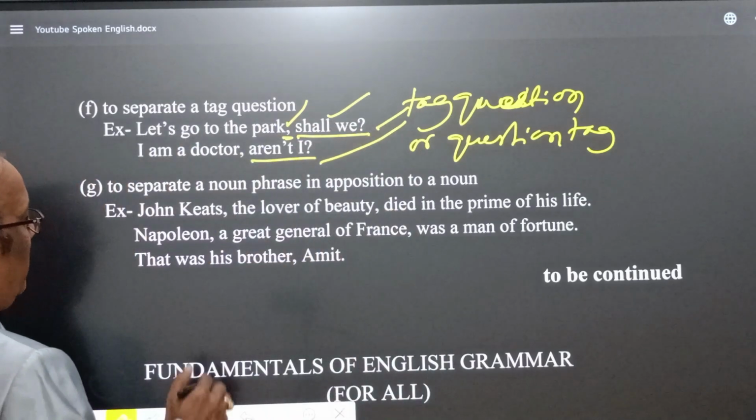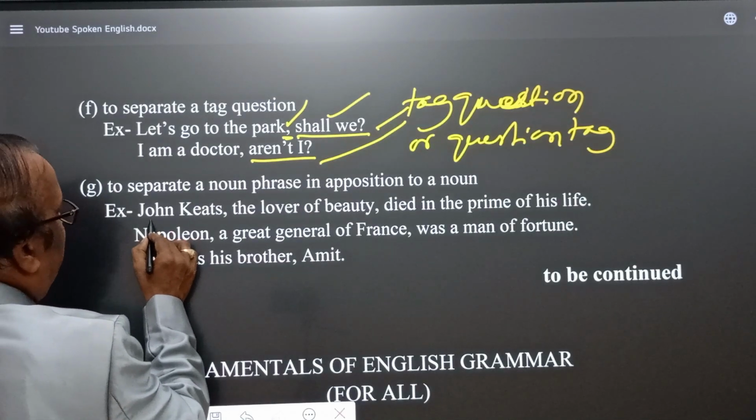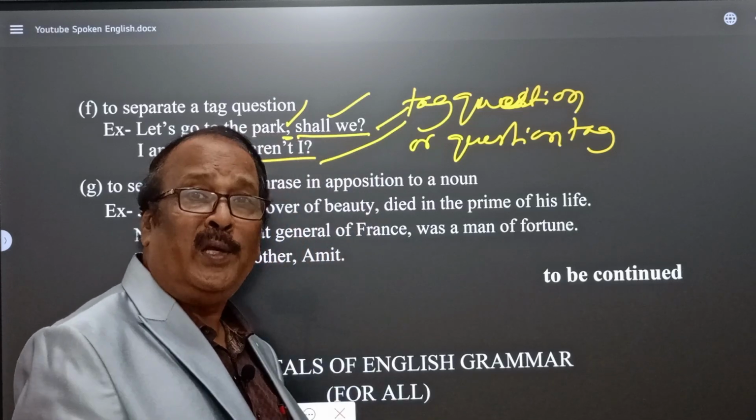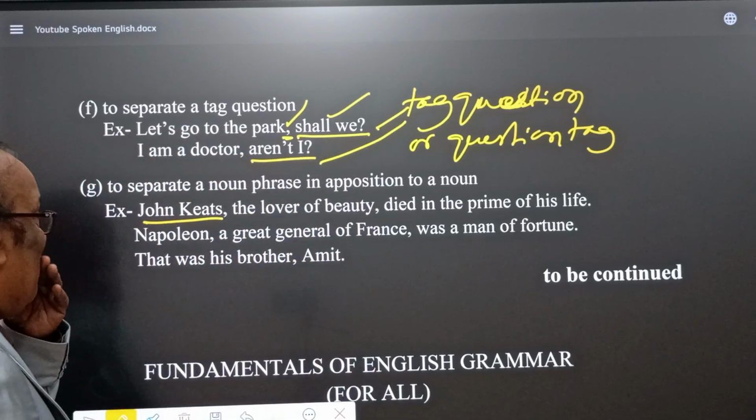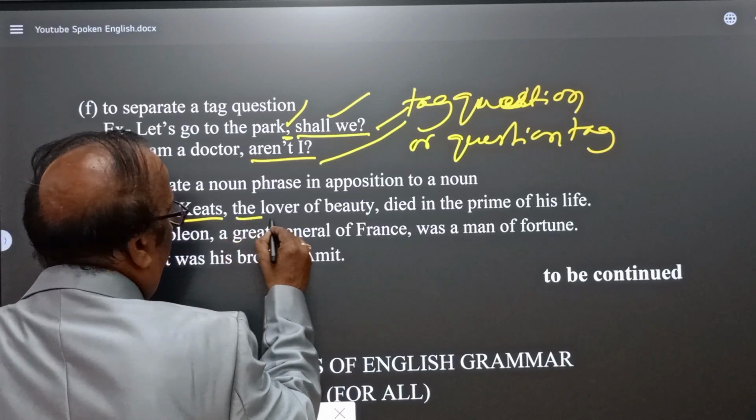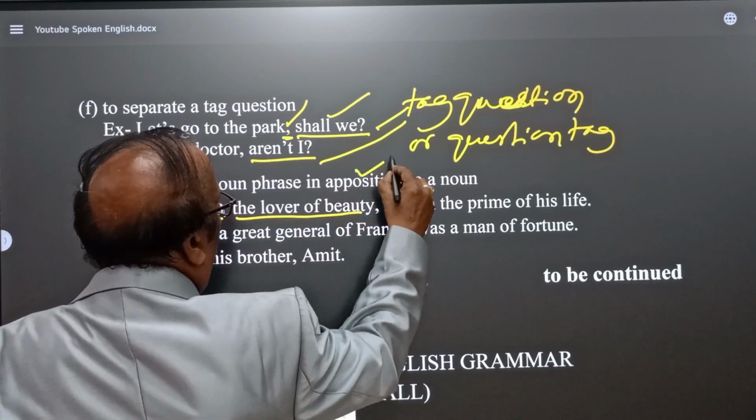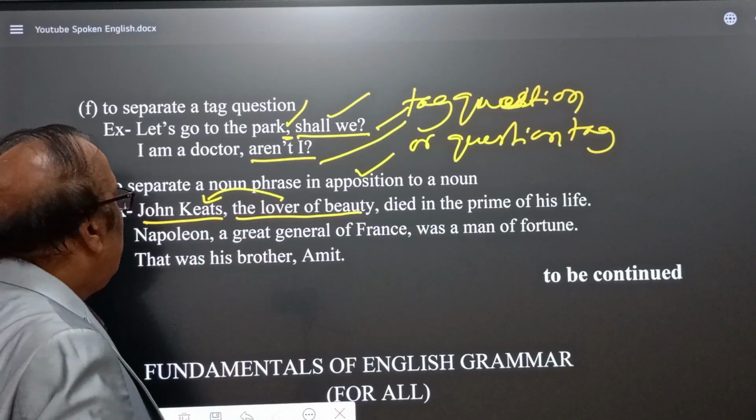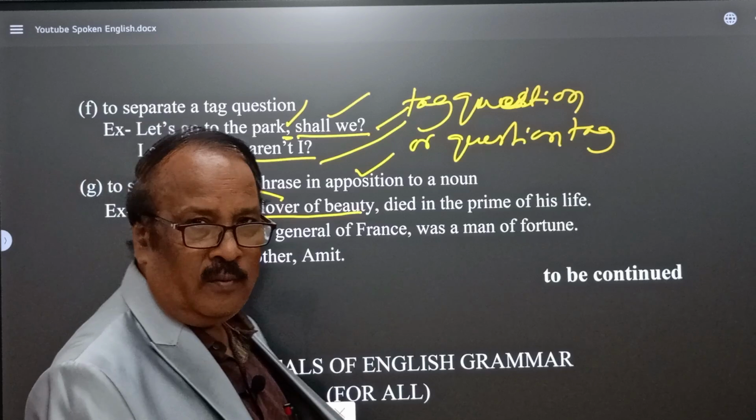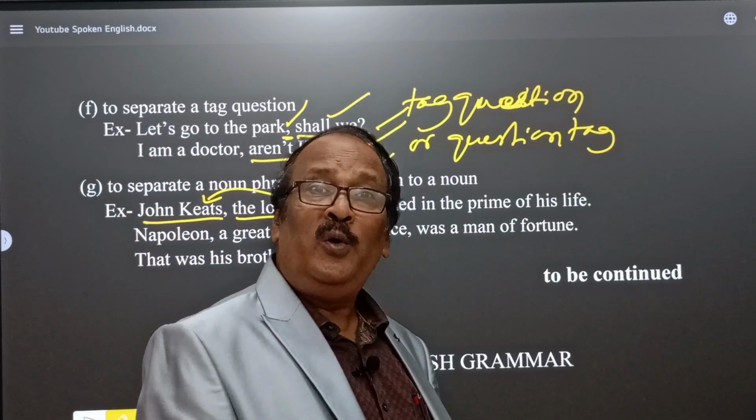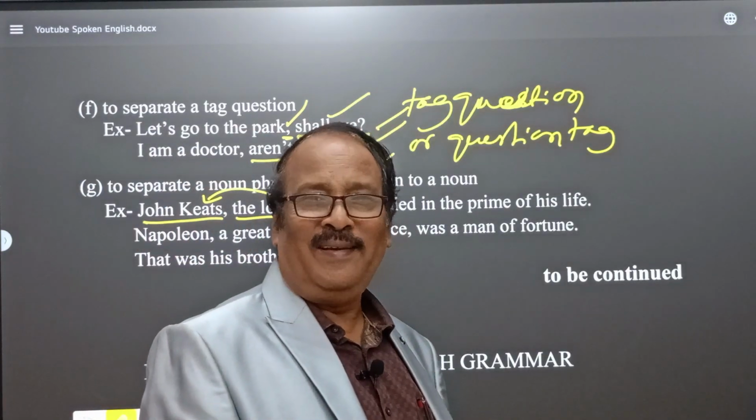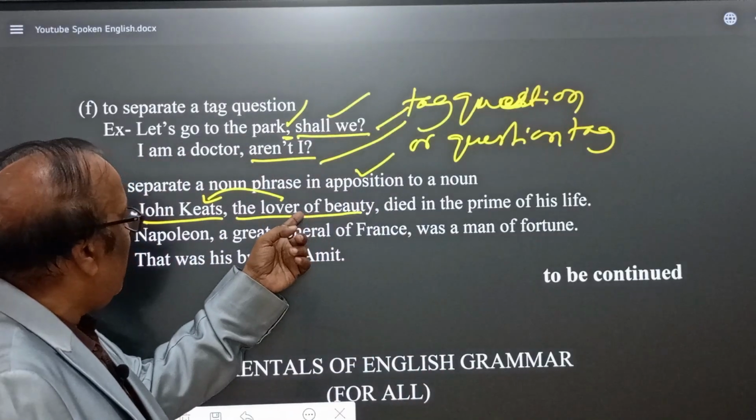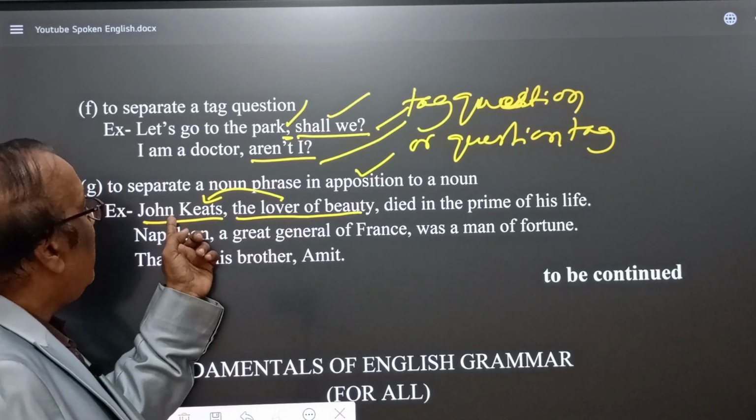Similarly, here we find John Keats. John Keats is the name of a famous poet of nature. Yes, and the lover of beauty. Here we find what we call opposition, and it qualifies whom? John Keats. John Keats, the lover of beauty. It means John Keats, who is a lover of beauty. In short, opposition. This is what we call the noun phrase, and it qualifies the noun.